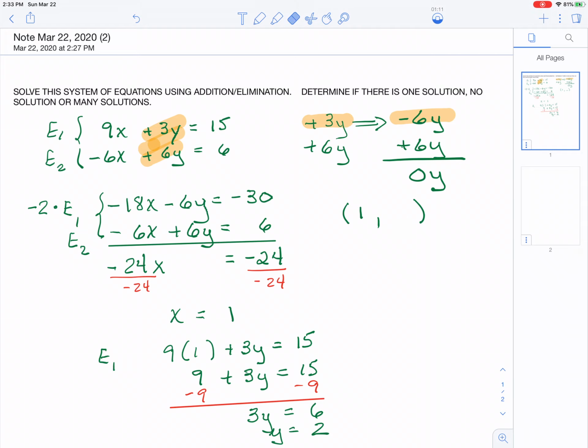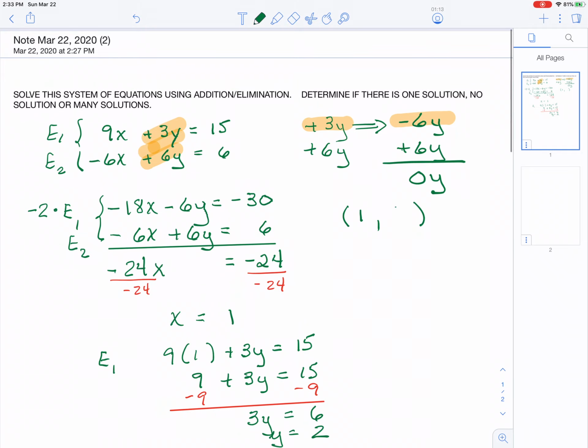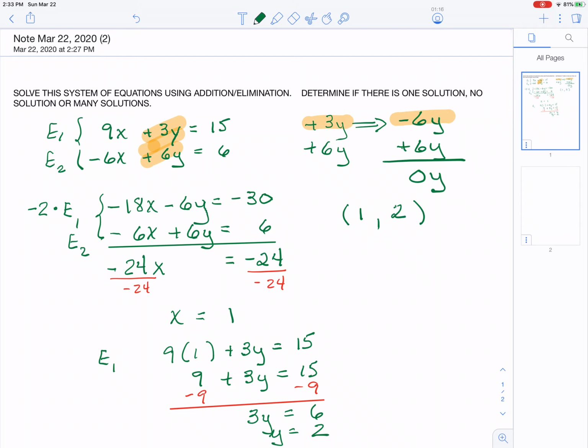So my one solution has an x coordinate of 1, or an x value of 1, and a y value of 2.